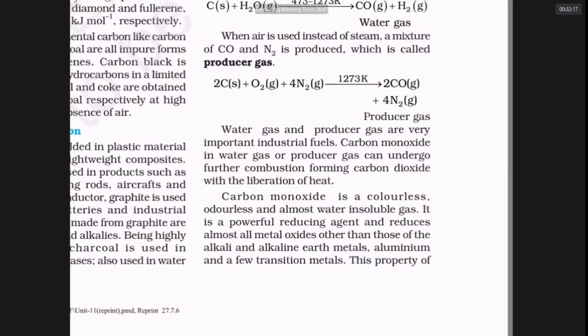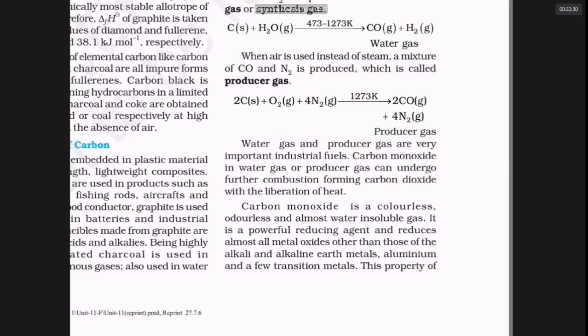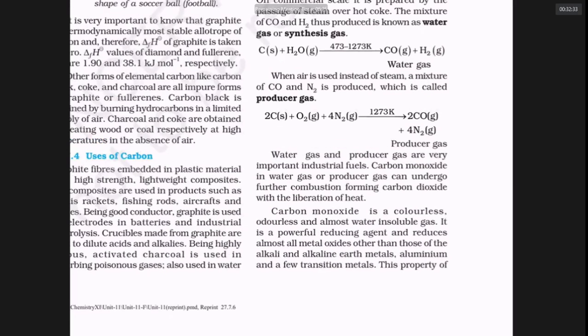Water gas is a mixture of CO and H2. Producer gas is a mixture of CO, H2 and N2. Notice that producer gas and water gas are very important industrial fuels. And I am saying carbon monoxide is a neutral gas.